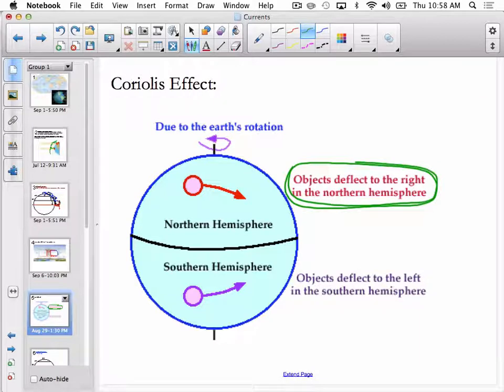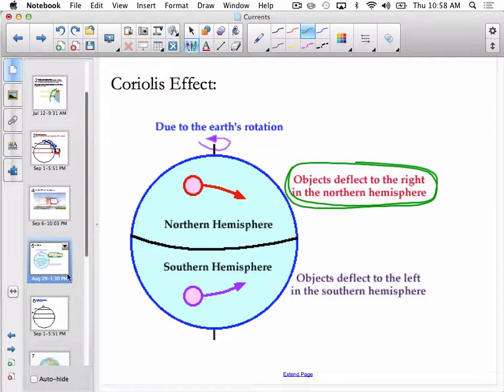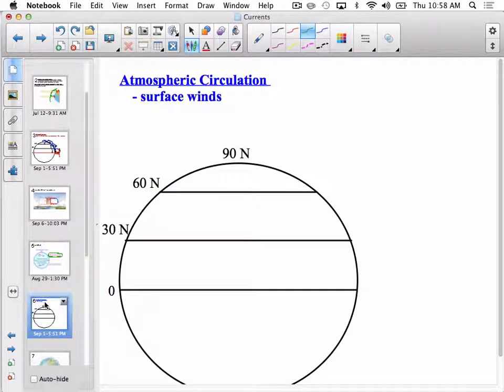So if we go back to our understanding of surface winds, I'm just going to quickly put in the atmospheric circulation that we just talked about all in one color. It's rising here, sinking here, creating a flow from north to south.